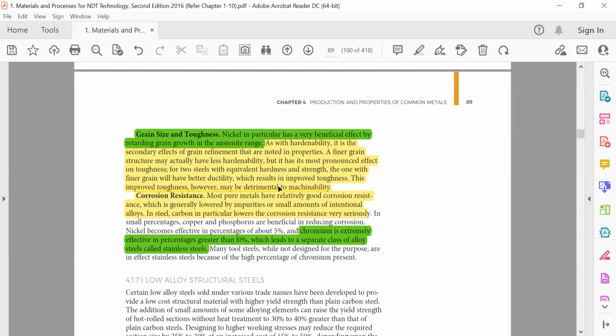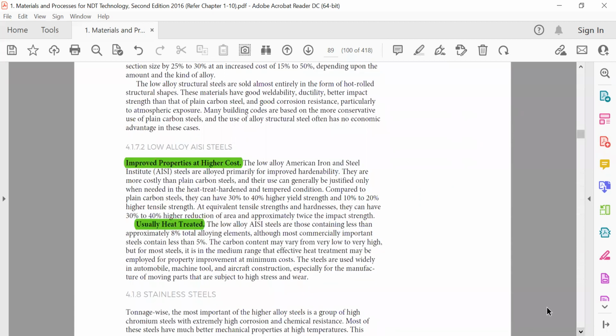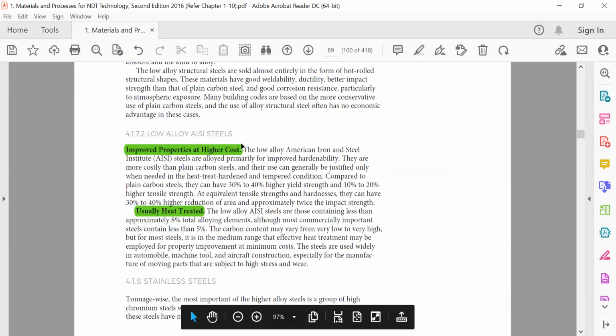Corrosion resistance. Most pure metals have relatively good corrosion resistance, which is generally lowered by impurities and by a small amount of intentional alloys. In steel, carbon in particular lowers the corrosion resistance very seriously. Chromium is extremely effective in percentages greater than 10%, which leads to a separate class of alloys called stainless steel. So, improved properties come at higher cost.